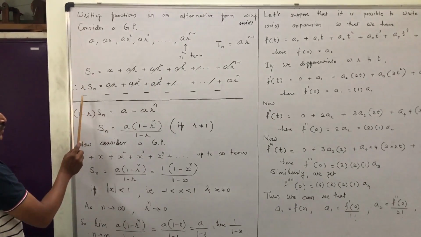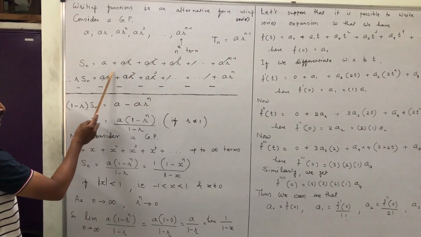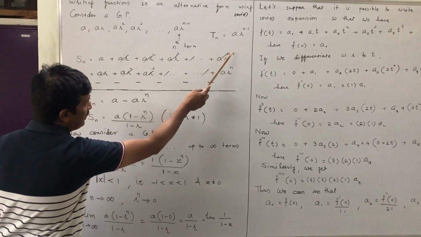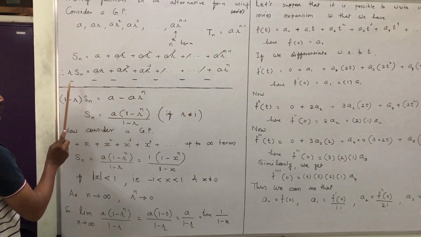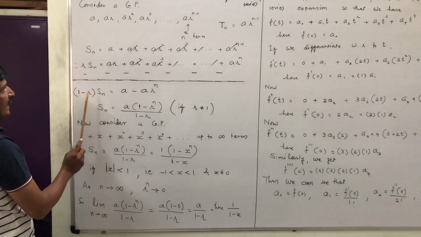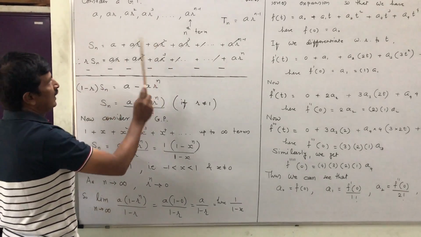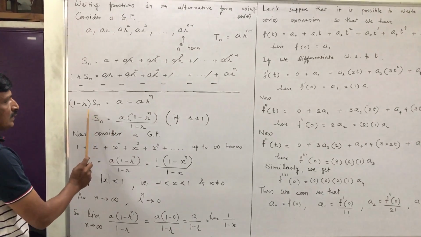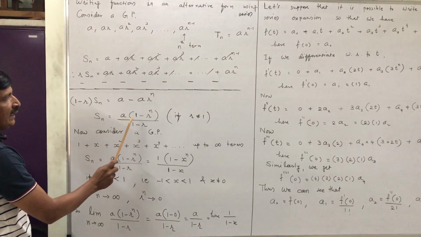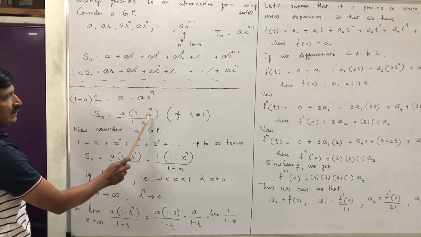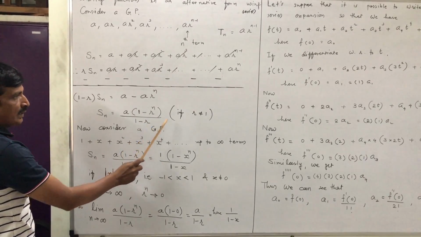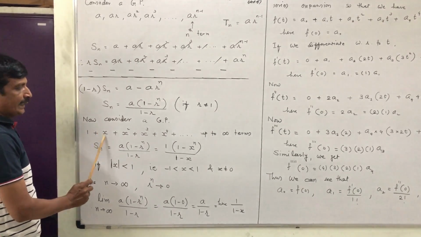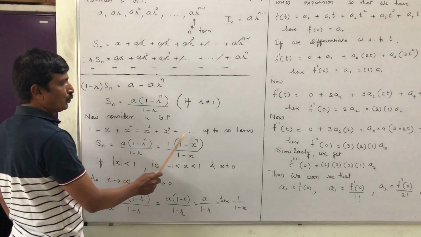Subtracting this from the first one, this term cuts out, this cuts out, this cuts out, this cuts out, and this cuts out. So Sn minus rSn, that is 1 minus r into Sn, equal to a minus ar raised to n. So Sn is a into 1 minus r raised to n upon 1 minus r, if r not equal to 1. Now consider a GP, 1 plus x square plus x cube plus x raised to 4 up to infinite terms.